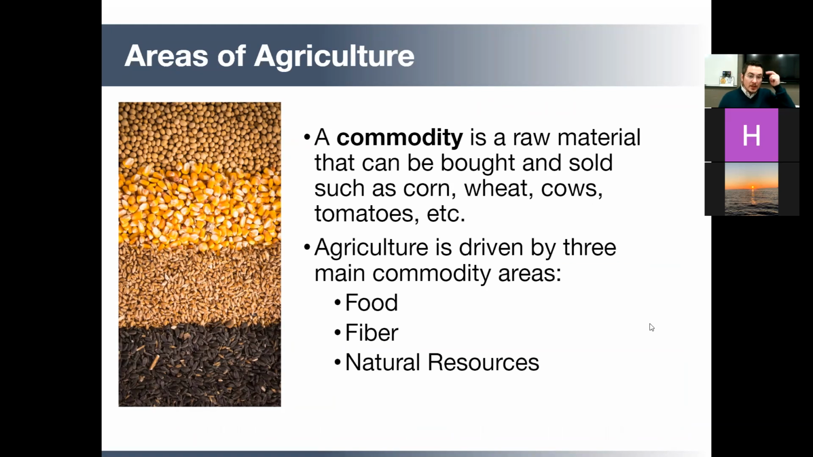This is one of those definitions that we talked about. A commodity is a raw material that can be bought and sold. Examples of commodities are corn, wheat, cows, tomatoes, etc. Agriculture is driven by 3 main commodity areas, and we're going to talk about all 3 of these: food, fiber, and natural resources.